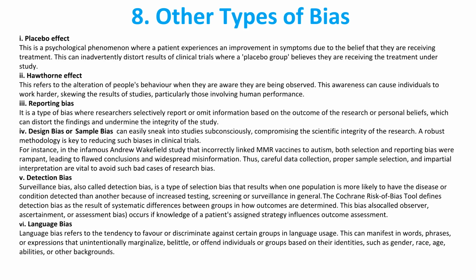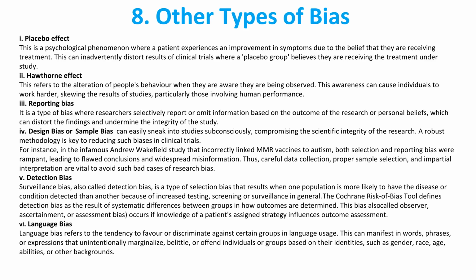Number 5 type is detection bias. Surveillance bias, also called detection bias, is a type of selection bias that results when one population is more likely to have the disease or condition detected than another because of increased testing, screening, or surveillance in general. The Cochrane Risk of Bias tool defines detection bias as the result of systematic differences between groups in how outcomes are determined. This bias, also called observer, ascertainment, or assessment bias, occurs if knowledge of a patient's assigned strategy influences outcome assessment.